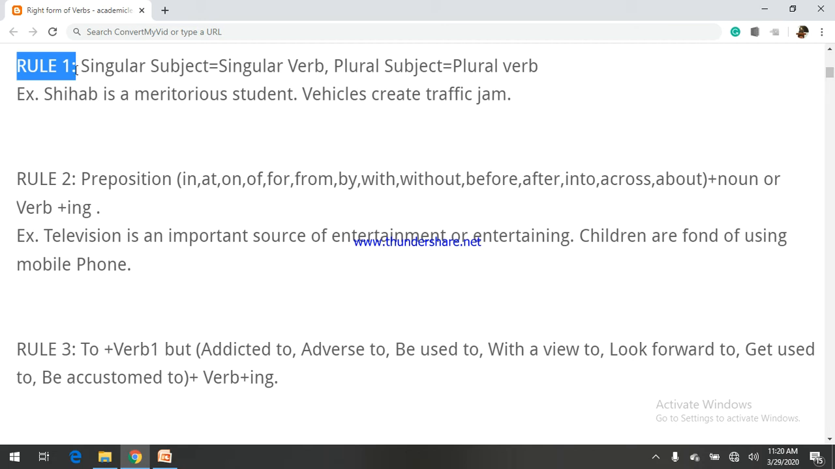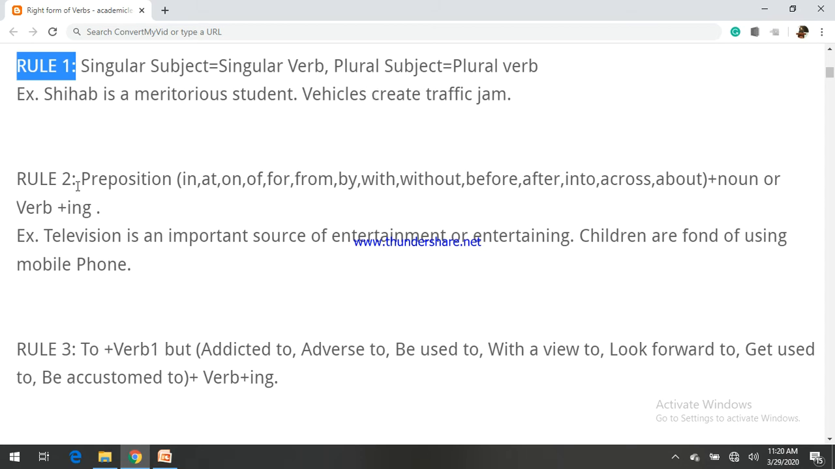Okay, let's start. At first, rule number 1. Let's see, here is written a singular subject equal to a singular verb. That means after singular subject we have to use singular verb, and with plural subject we have to use plural verb. Let's see, "she has": she is a singular subject or third person singular, that's why a singular verb is used. And in the second sentence, vehicles is a plural subject, that's why the word create, a plural verb, sits here.